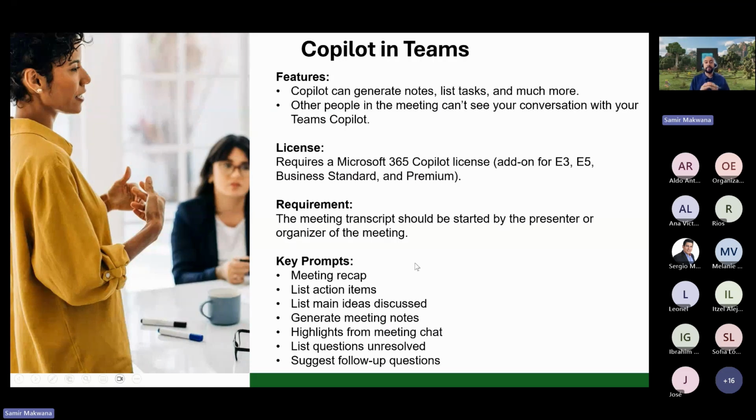However, there are some licensing requirements for Copilot in Teams as well. One of the most important pieces is that you should have at least an E3 or E5 or Microsoft Premium license for your Teams. On top of that, you need to have the Microsoft 365 Copilot license as an add-on.